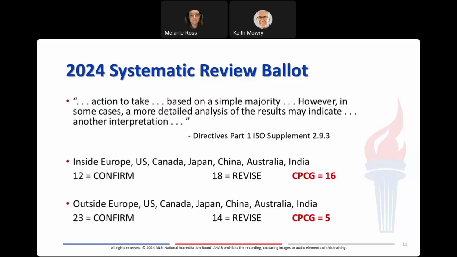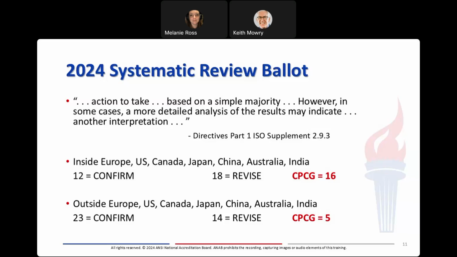Now, in the directives, the action to take as a result of the systematic review ballot, the directives tell us, is based on a simple majority. But the directives go on to say, however, in some cases, a more detailed analysis of the results may indicate another interpretation. That means there's some mechanism that might be used to come to a different conclusion than just what the majority had voted upon. And the consideration of that in CASCO is taken by the Chair's Policy and Coordination Group, the CPCG. This is a group of CASCO member bodies and representatives that support and advise the CASCO chair.